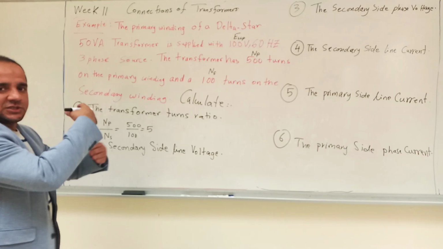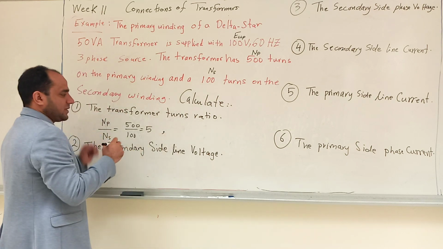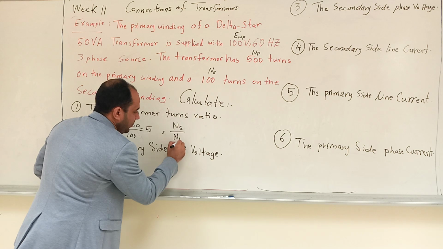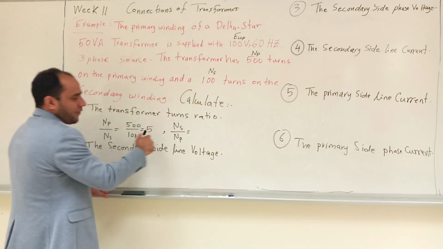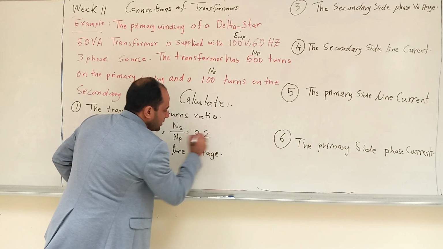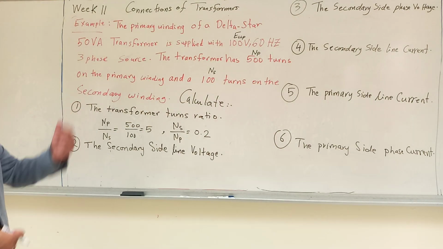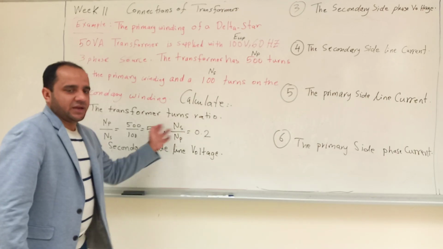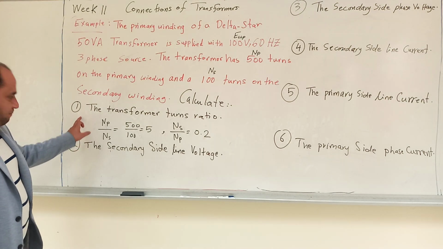What about the opposite of that? Another way of saying it is N_S over N_P, which is basically 100 over 500, or 1 over 5, which is 0.2. So depending on what you need to use in your equations, whether N_P over N_S or N_S over N_P, you can use any one of them, as we will see later. So one is done.